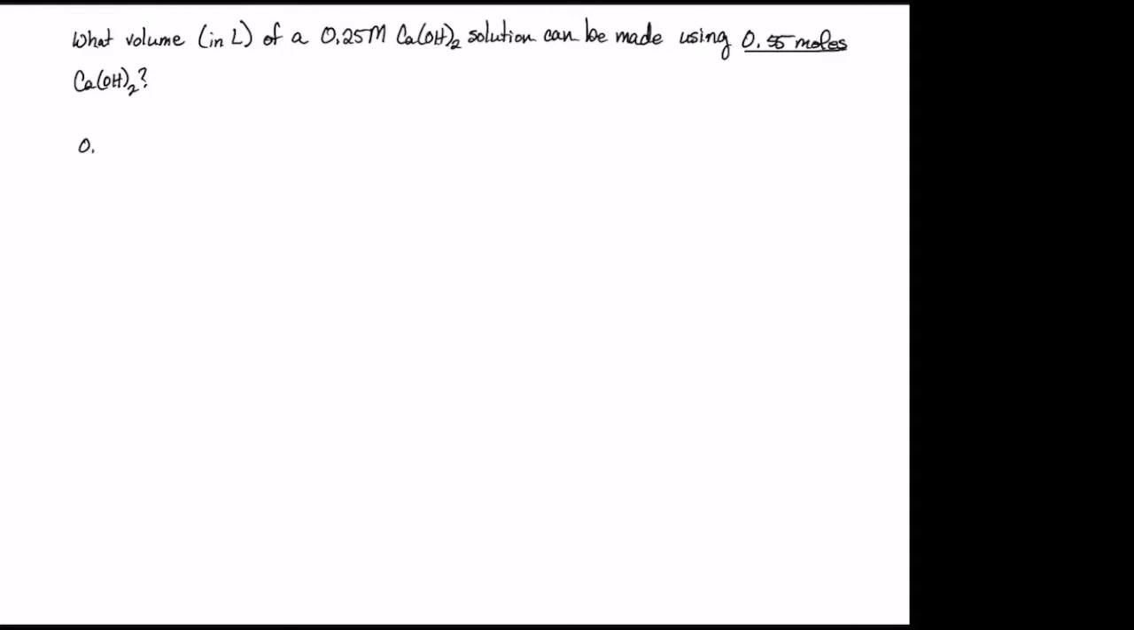We were given 0.55 moles of calcium hydroxide. We were also given a 0.25 molar calcium hydroxide solution. Anytime I see a concentration unit, the first thing I'm going to do is to dissociate that concentration unit into its components, so that 0.25 molar calcium hydroxide becomes 0.25 moles of calcium hydroxide per 1 liter of solution.